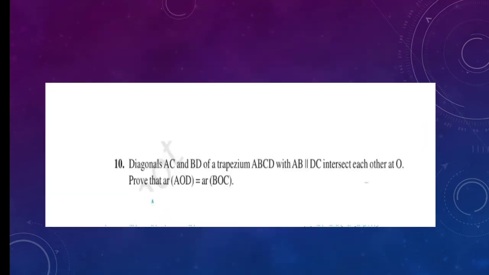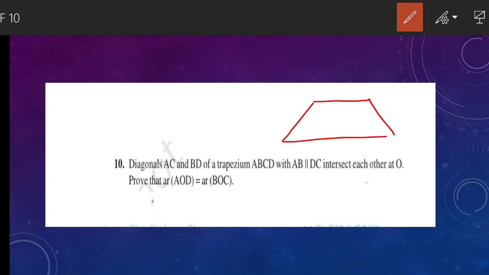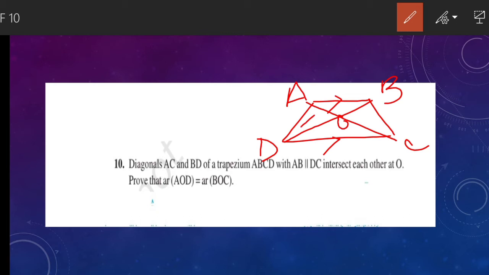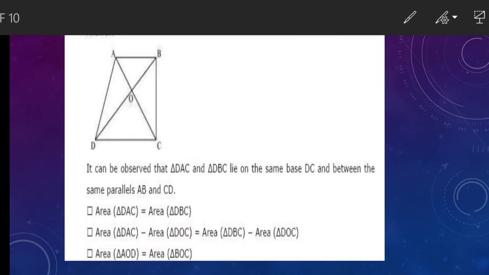Now question number 10. We have diagonals AC and BD of a trapezium ABCD with AB parallel to DC intersecting at O. So we have a trapezium. In this trapezium, AB is parallel to CD and the diagonals BD and AC meet at O. So we have to prove that the area of triangle AOD is equal to the area of BOC. So here is the diagram.